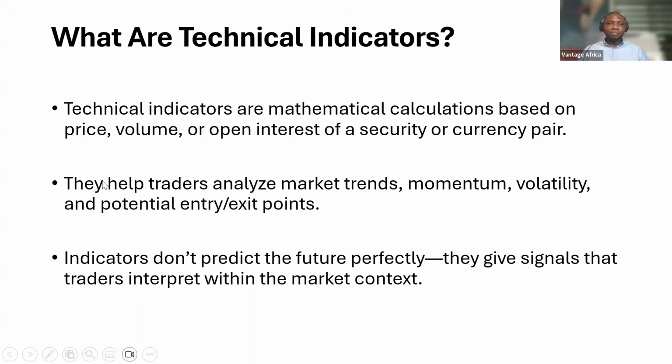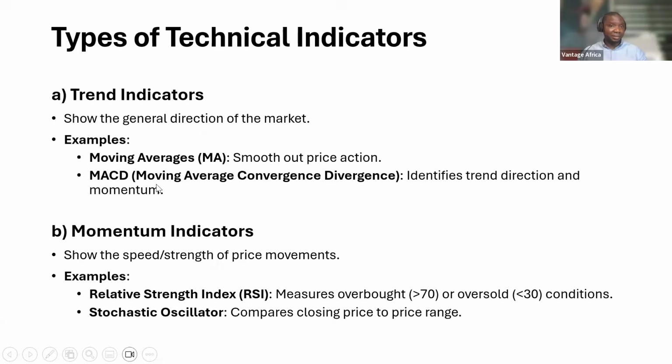Technical indicators help traders analyze market trends, momentum, volatility, and potential entry and exit. So indicators are important. In this case, we're talking specifically about technical indicators. Indicators don't predict the future perfectly. They give signs that help the trader interpret what the market might be about to do next. So there are different types of indicators.